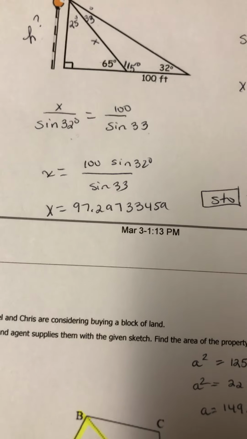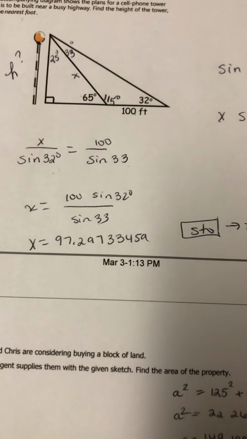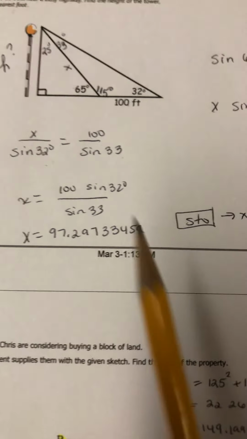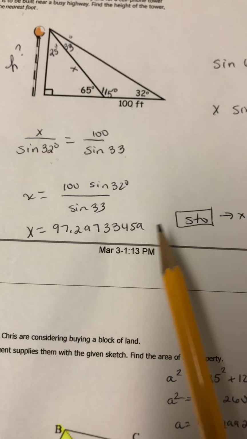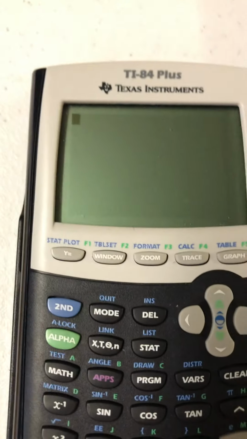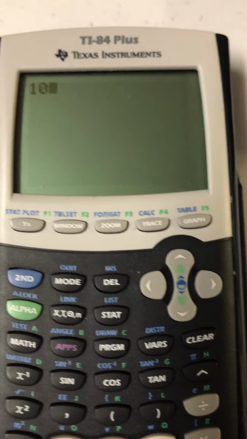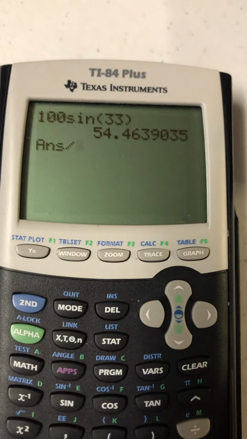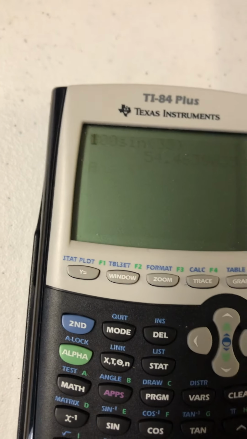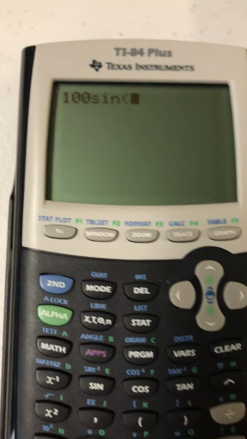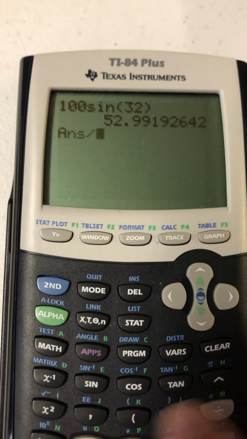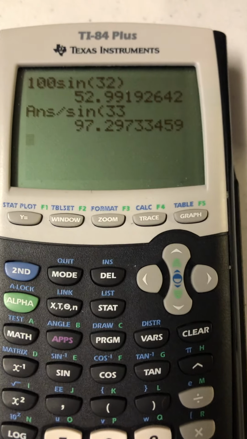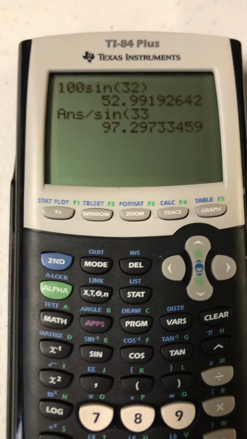Now, I don't want to round too soon because the question did state it wanted me to round to the nearest foot. So, just a strategy, I store that in my X. Off to my calculator, just to share with you what I did: 100 times the sine of 32, and then I'm going to divide by the sine of 33. So there's the answer I got, 97, blah, blah, blah.